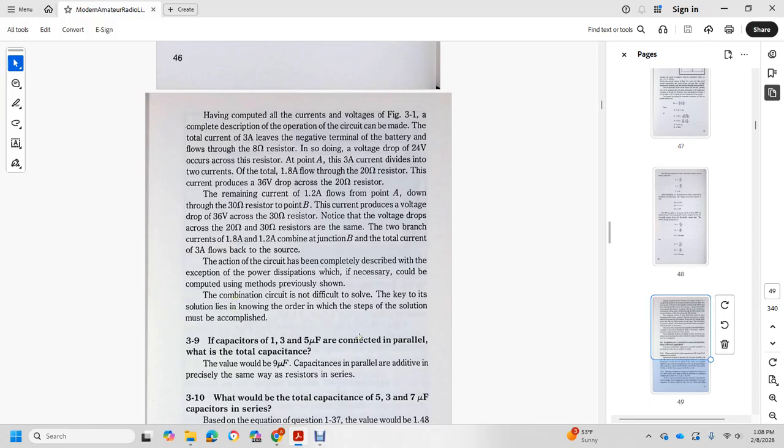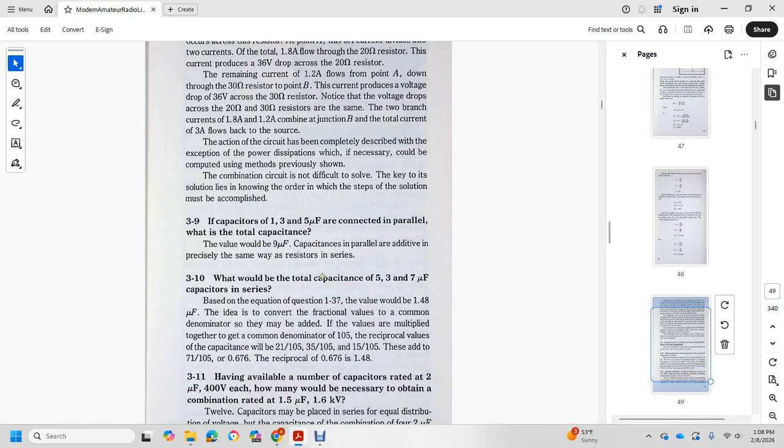Capacitors of 1, 3, and 5 microfarads connected in parallel have a total capacitance of 9 microfarads. Capacitances in parallel are added, precisely the same as resistors in series. What would be the total capacity of 5, 3 microfarad capacitors in series, based on the question? The value would be 1.5 microfarads.